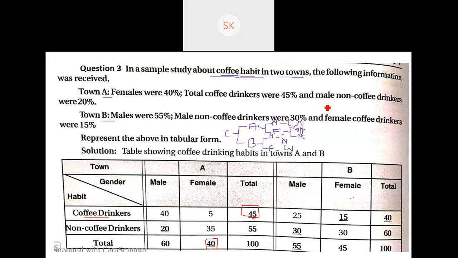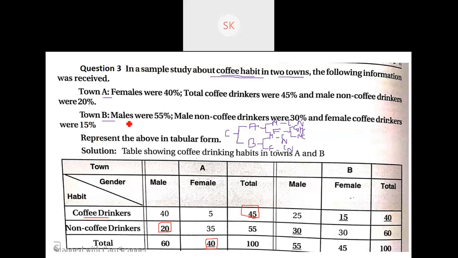In that, male non-coffee drinkers and male, they are 20%. So in a table for town A, I have got these three data given in the question. Rest of the data we'll calculate later. Now let's go to town B.